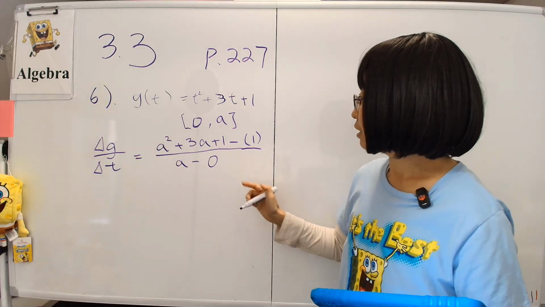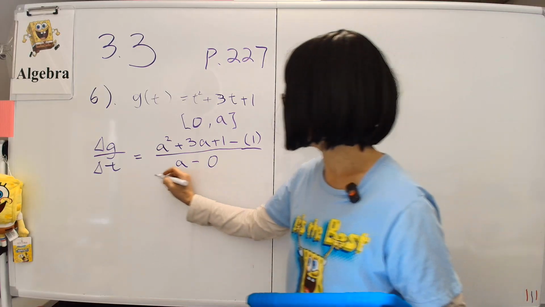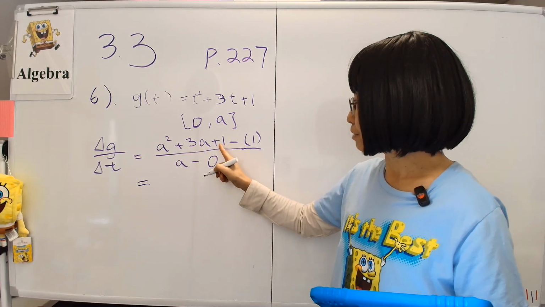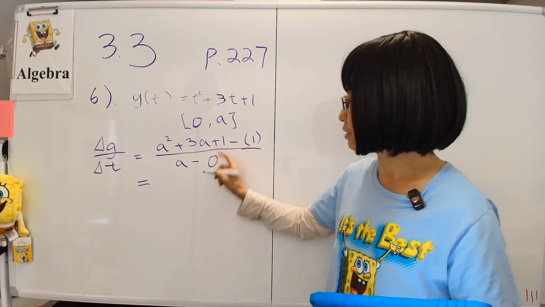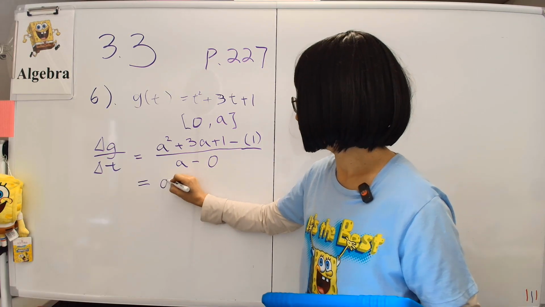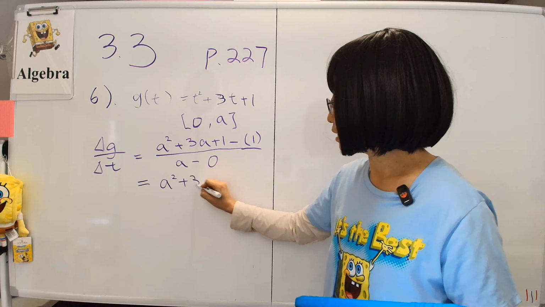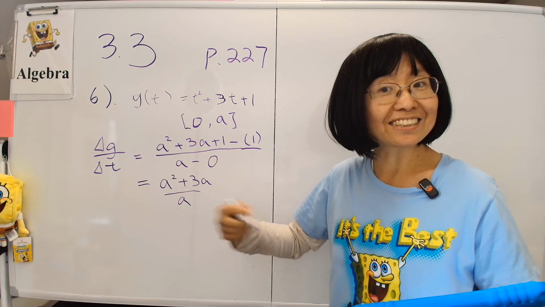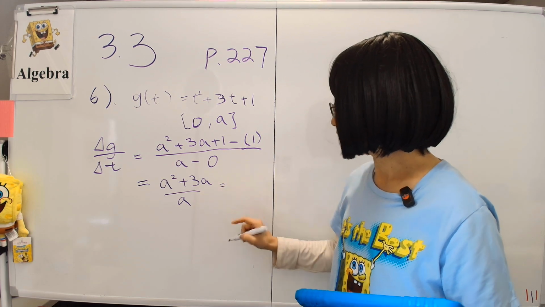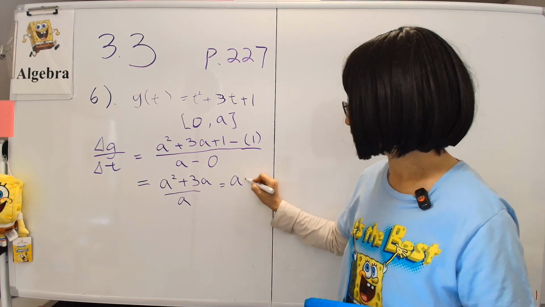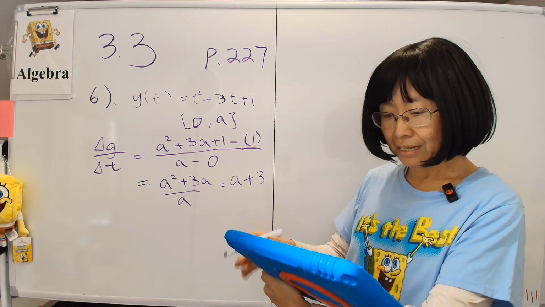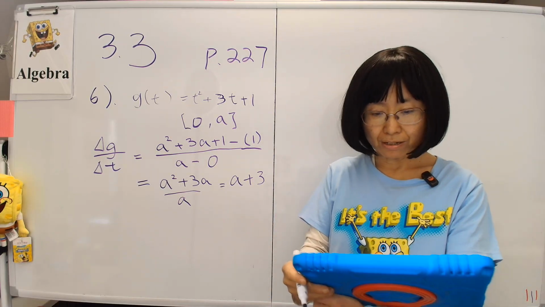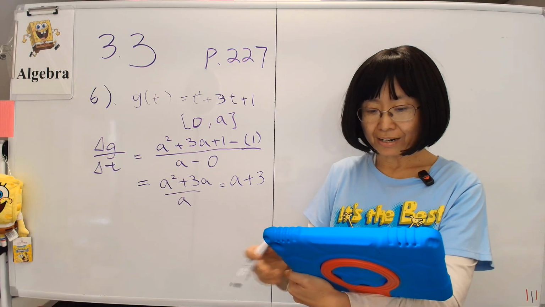And then at this point, we'll just do some algebra and see if anything comes of it. So we have a plus 1 minus 1, that part goes to 0. So we have just a squared plus 3a divided by a, which as you can see, there are lots of a's here, so it's good for canceling. So we'll cancel out the a at the bottom, and that gives us a plus 3, and that should be the answer. So the rate of change is a plus 3 for that, whatever that is.